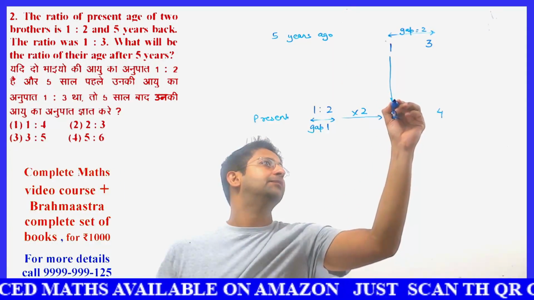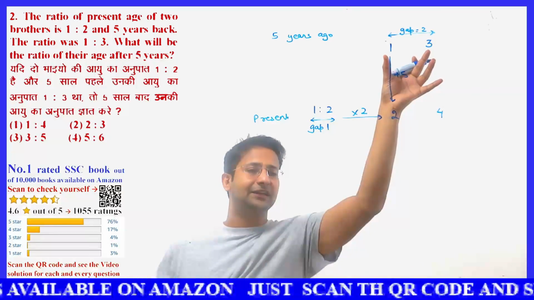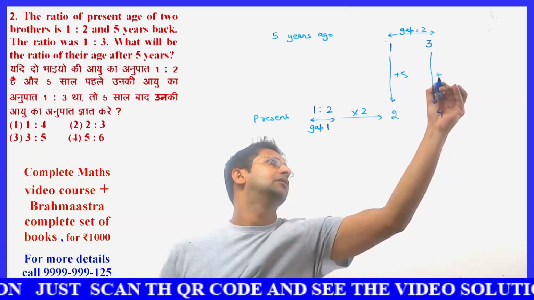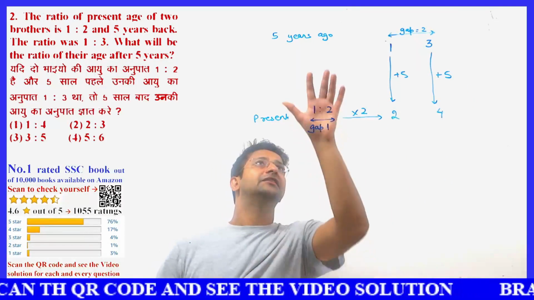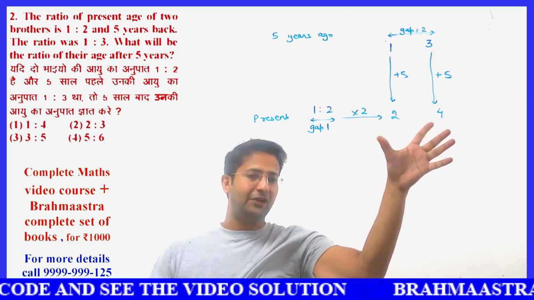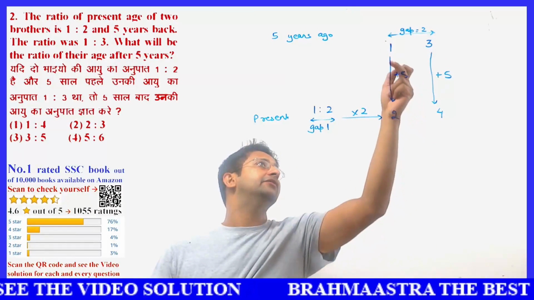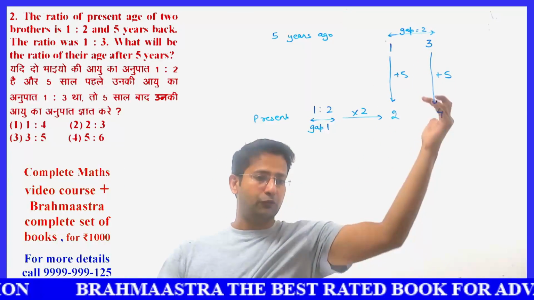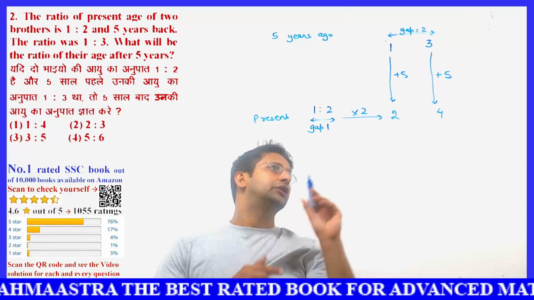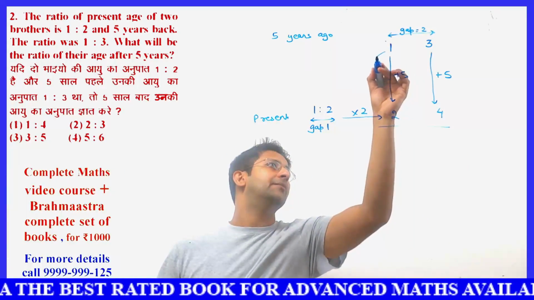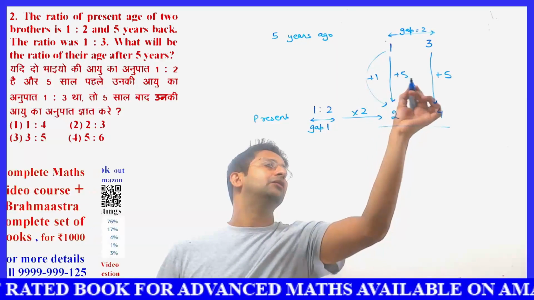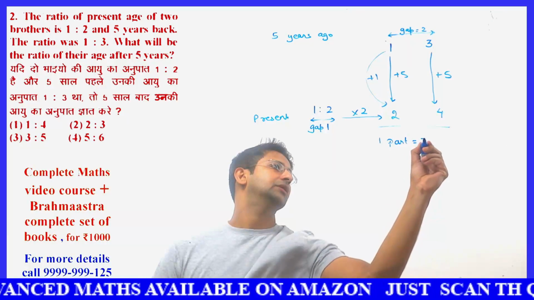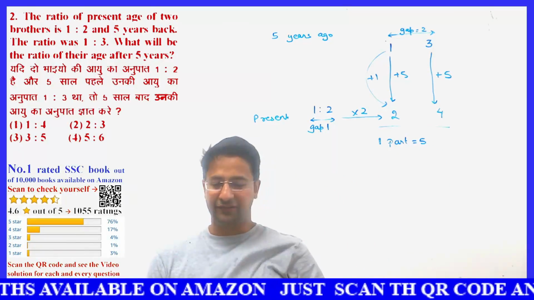So if you add plus 5, initially the ratio was 1 is to 3, and now the ratio is 2 is to 4. Here also if you add plus 5, getting it? This is 5 years ago, so you have to add 5 over here. If you add 5 to 1, you reach 2. That is the increment of 1. Here also there is an increment of 1 if you add plus 5. So this increment of 1 part is equal to 5. So I can say 1 part is equal to 5. Does that make sense?